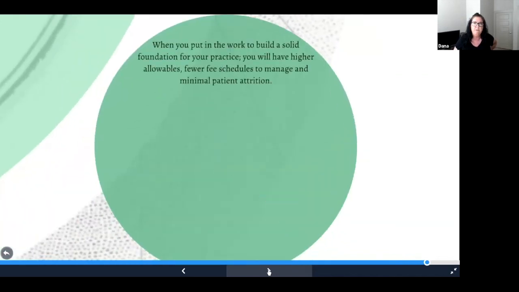All right, when you put in the work and you build a solid foundation in your practice, you'll have higher allowables, fewer fee schedules to manage, and minimal patient attrition. Now, when you have fewer fee schedules to manage, your AR is manageable. Your adjustments go down. This is a little side squirrel: you should have adjustments up and you should have adjustments down, and they should be almost at 0, okay? And our team can help you how to do this.